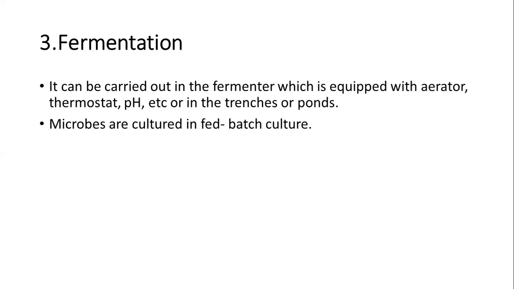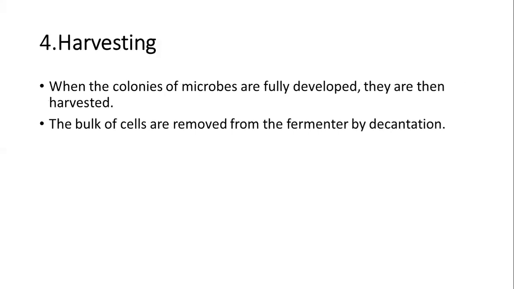The next step is fermentation. The fermentation process carried out during the production of SCP uses a fermenter equipped with an aerator, thermostat, pH control, etc. The microbes are cultured in fed-batch culture. In the fed-batch culture, one or more nutrients are added to the bioreactor during cultivation, and the products remain in the bioreactor until the end of the run.